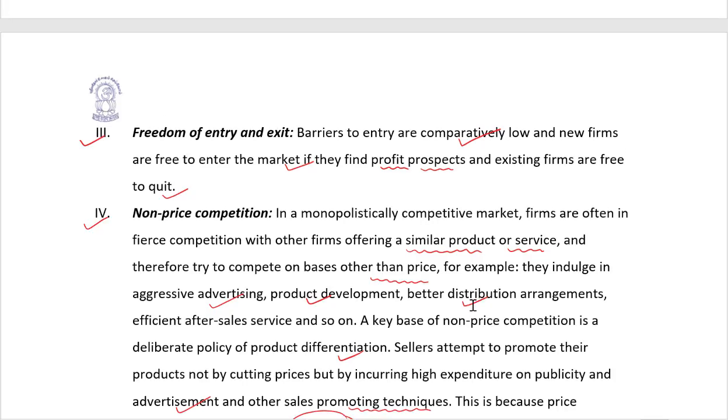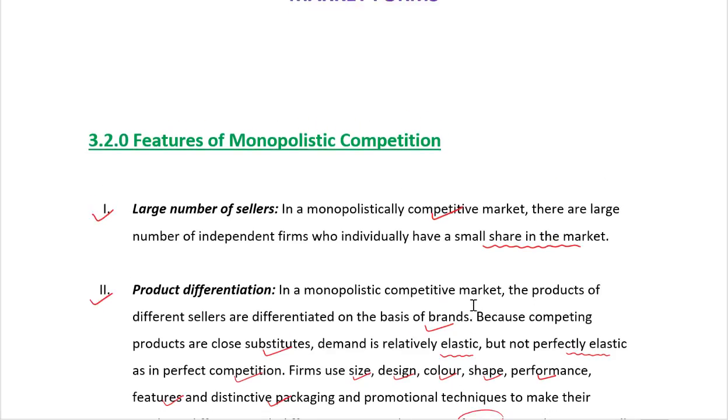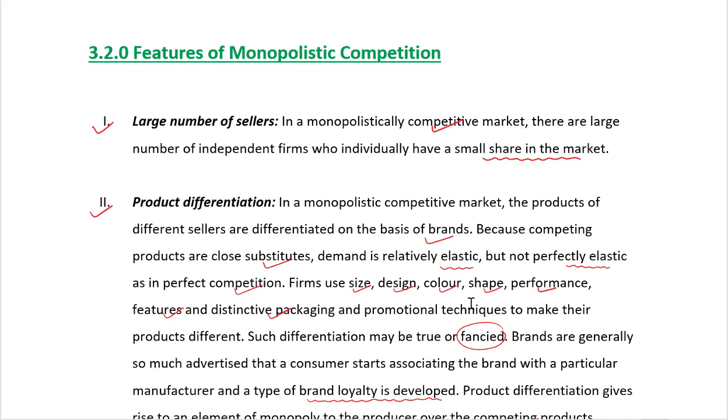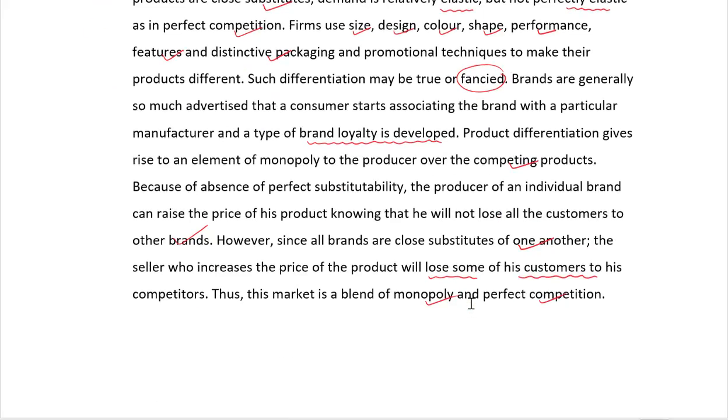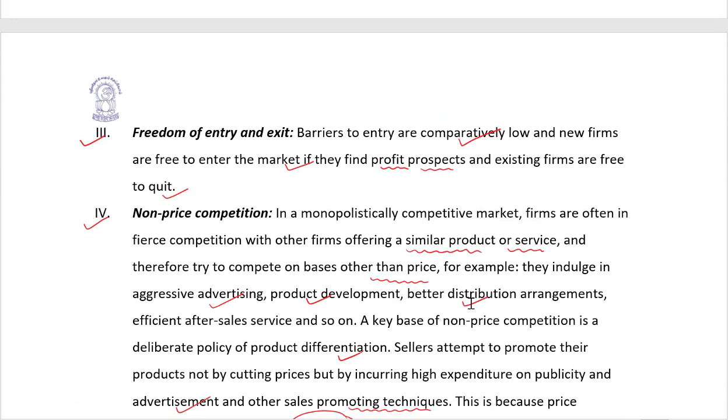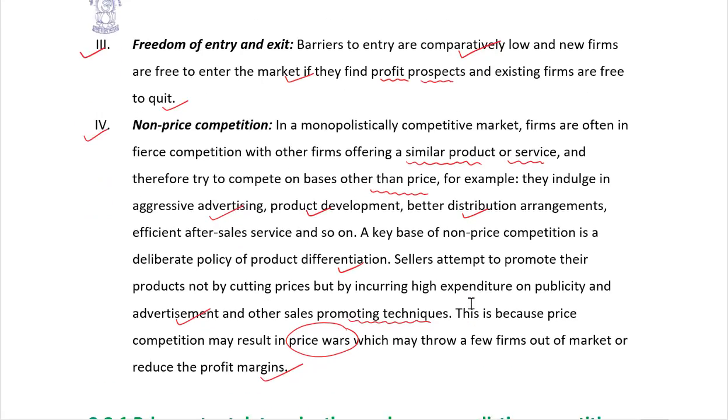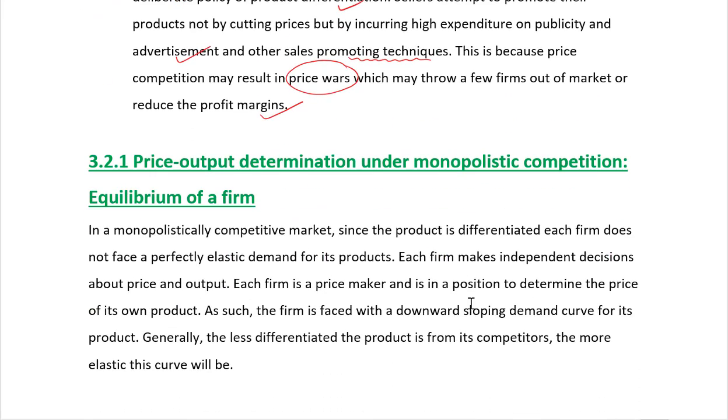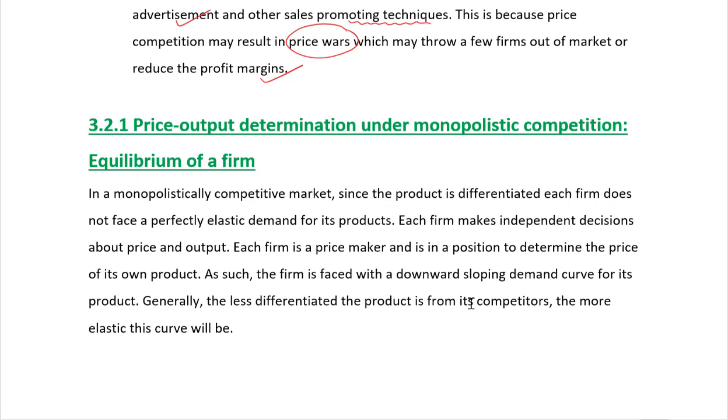I believe you understood what we have seen right now. We have seen the features of monopolistic competition. The first feature was a large number of buyers and sellers. Second was product differentiation. Third was freedom of entry and exit into the market, and then non-price competition: competition on the basis of product development, competition on the basis of advertising the product, and so on.